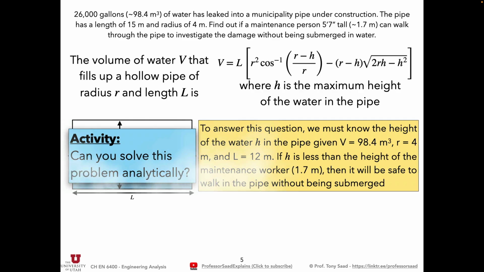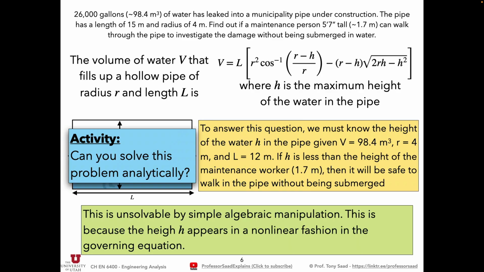Okay, so can you solve this problem by hand? Go find h. You can try to do manipulation, but it's not going to work. You take the square of this to get rid of... I don't think you can solve it by hand. The true answer is that this is unsolvable by simple algebraic manipulation. It's just simply not solvable.